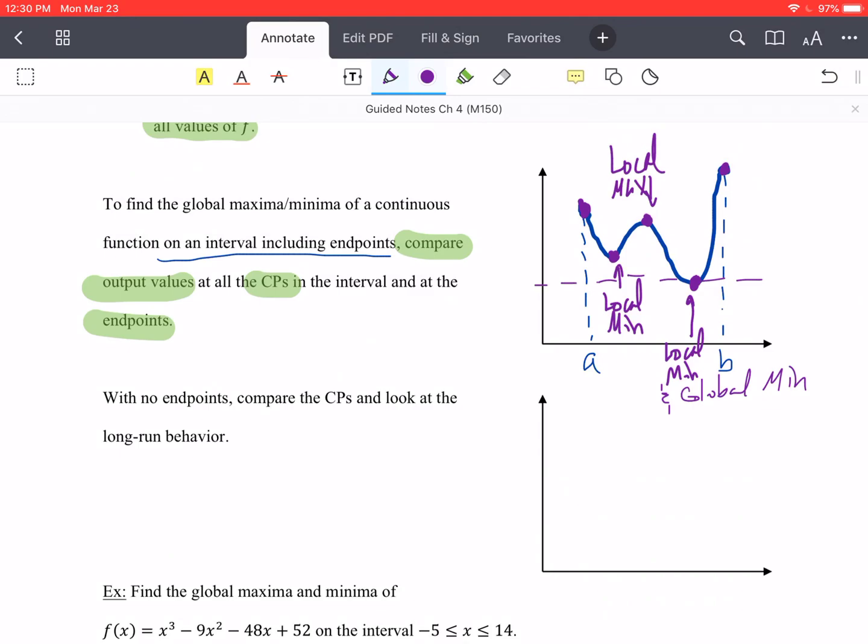But then the global max, well, our local max right here is not the highest value on the function. There are several function values higher than it. But if we look at this endpoint up here and compare its output to everything else, it is significantly higher than all other output values. So this one would be the global max.